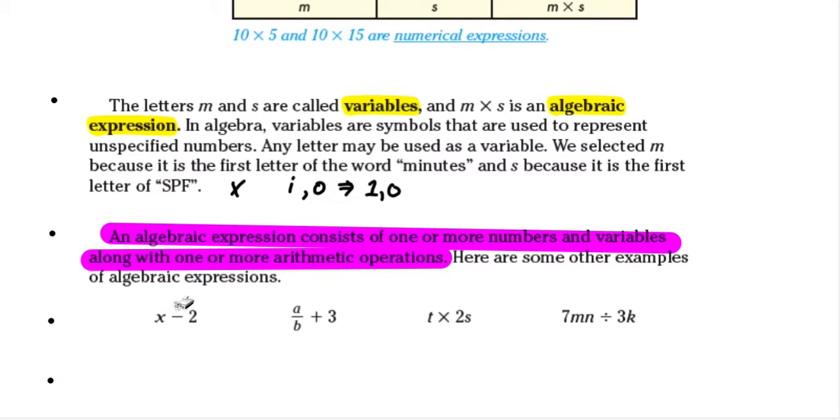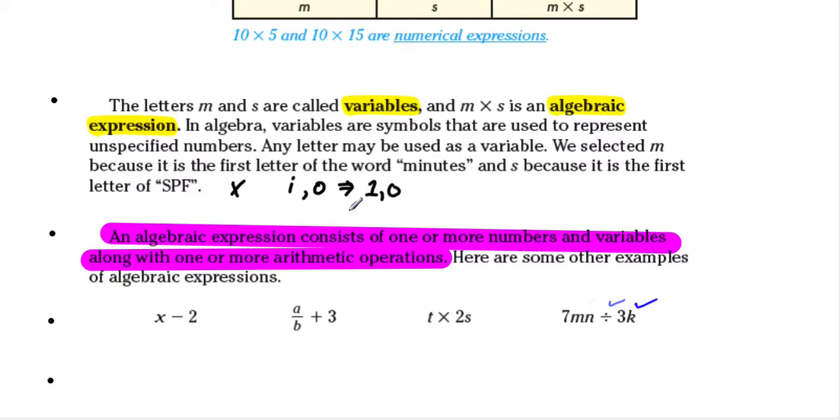There's also your a over b plus 3, which will involve 2 operations. You have division here and you have addition. This will also involve 2 operations, multiplication here and multiplication there. 7mn over 3k involves multiplication and division. So those are good examples of algebraic expressions.